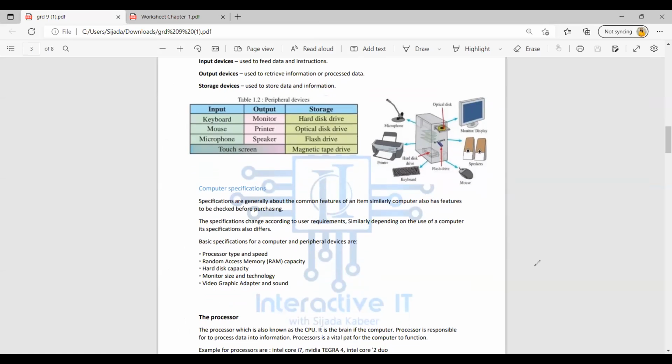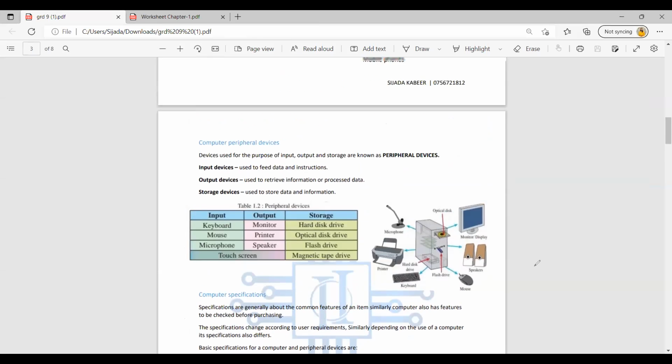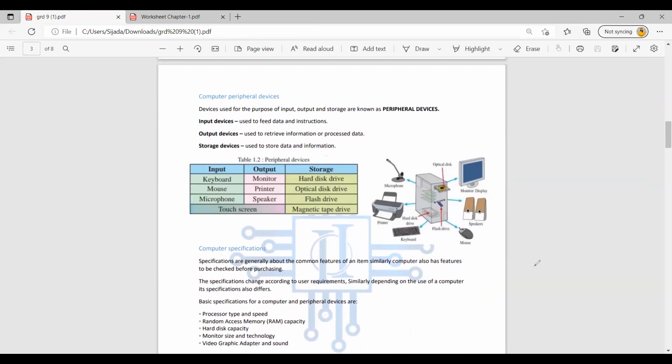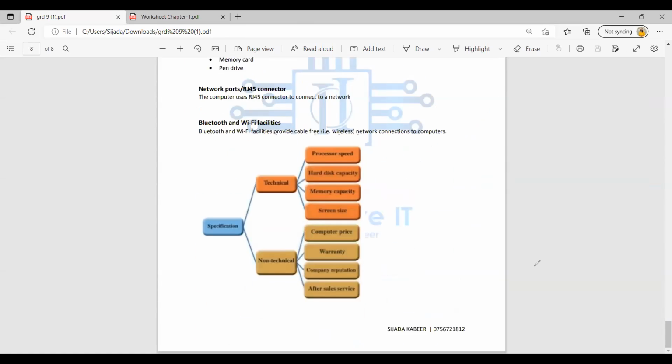Then the second thing that you need to identify is what we call specifications. I told you, specification determines the quality of a device. So when you're considering specifications of a computer, they are classified into two: technical specification and non-technical specification. Technical specification means what you see inside the computer. Something that you see inside the computer before buying a computer is known as a technical specification.